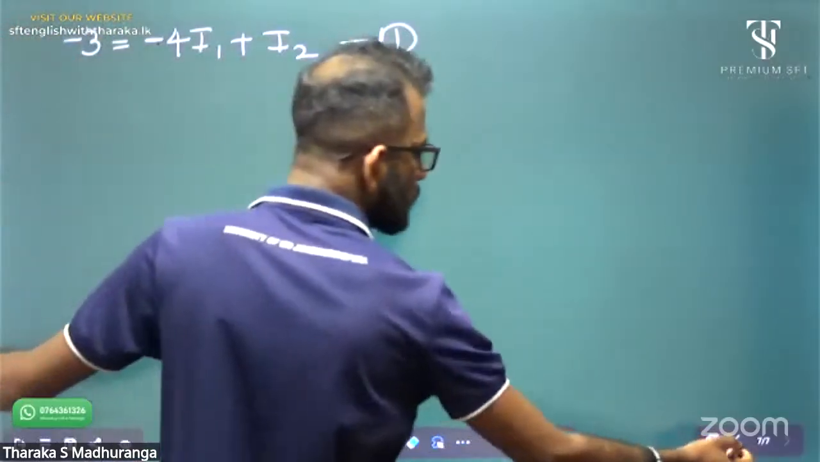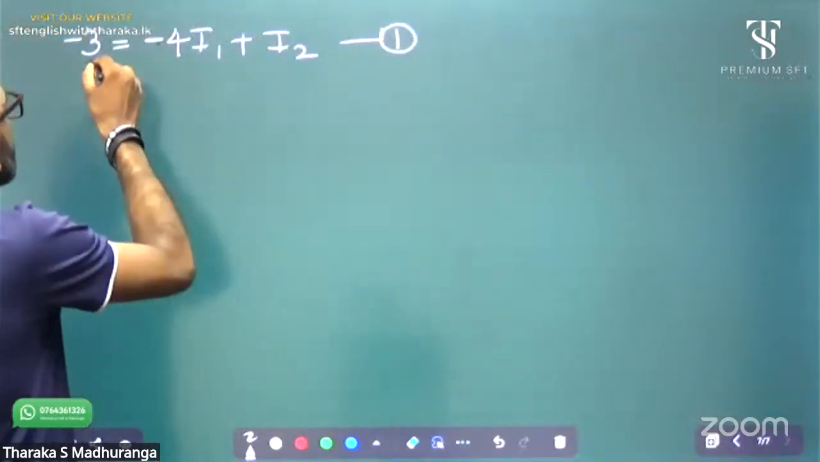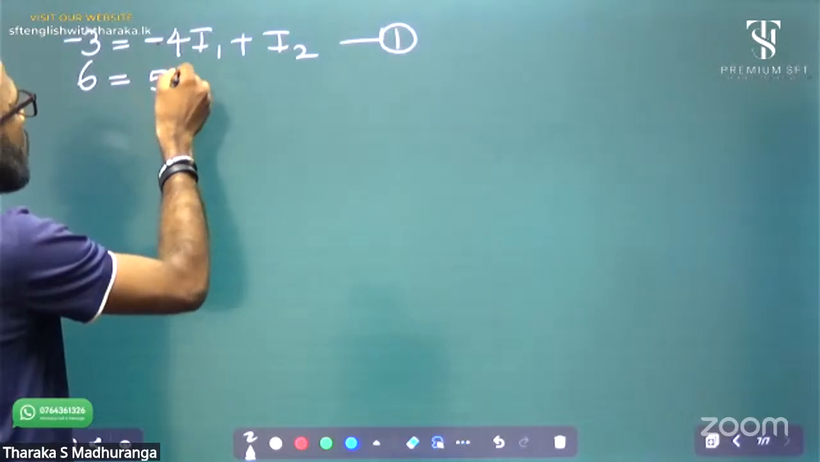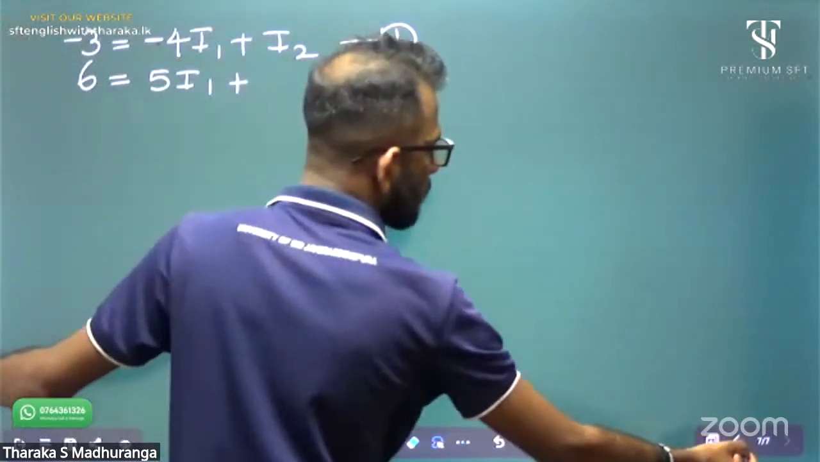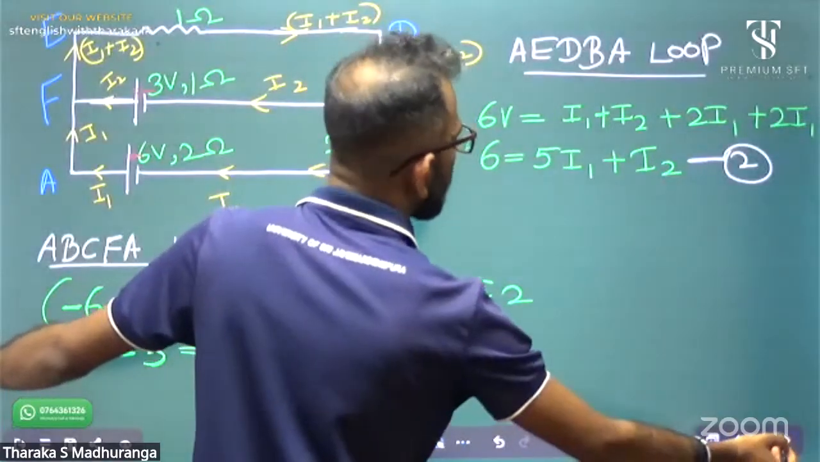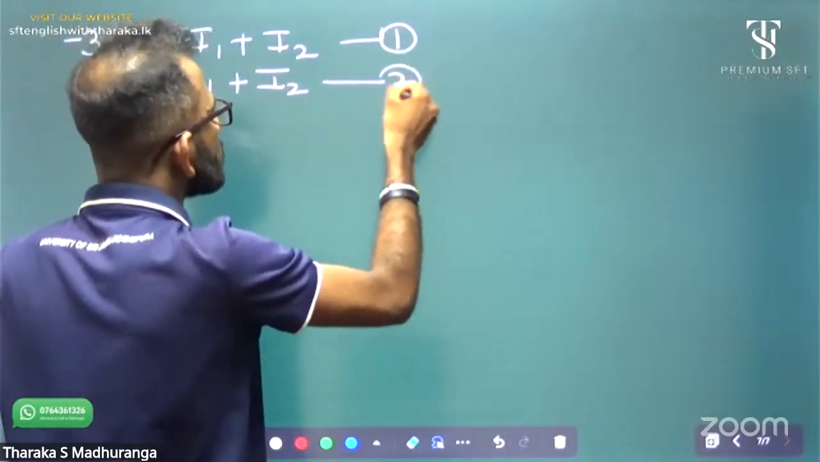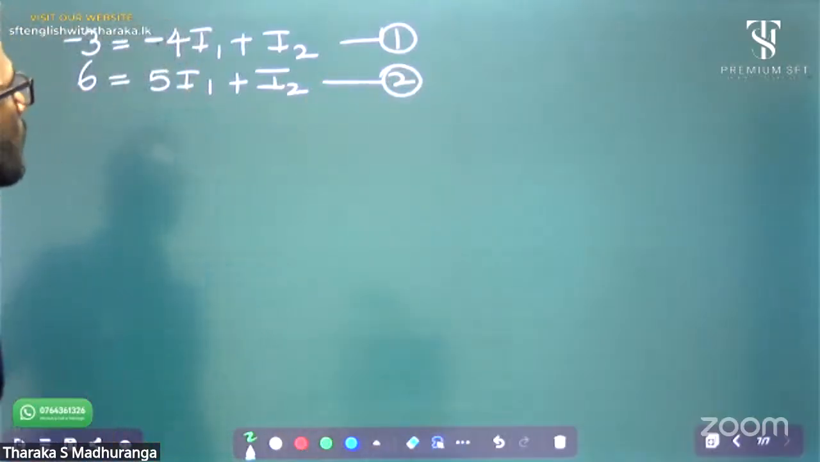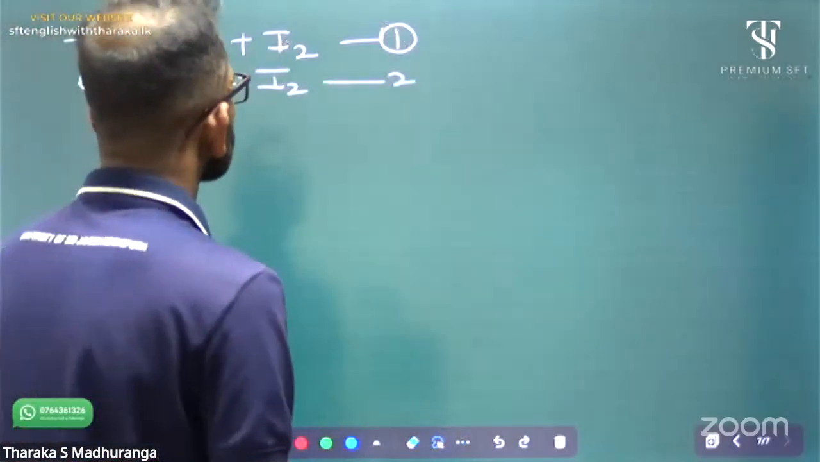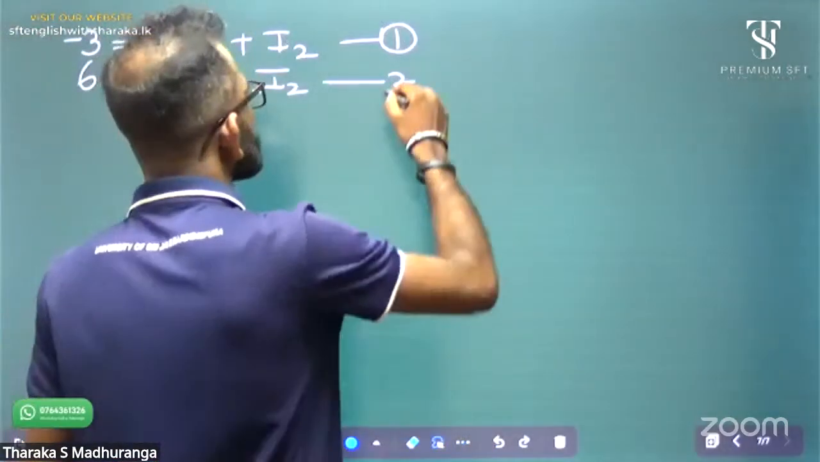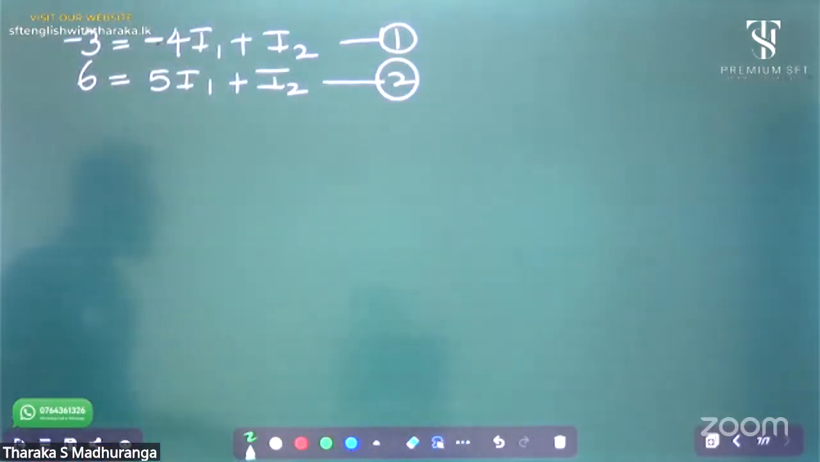What is my second equation? 6 equals 5I1 plus I2. My second equation. Okay, next.